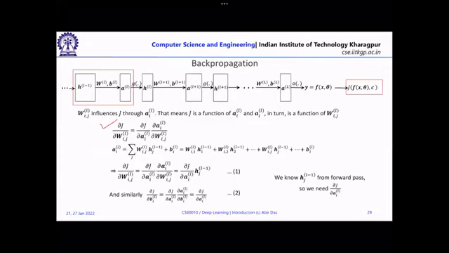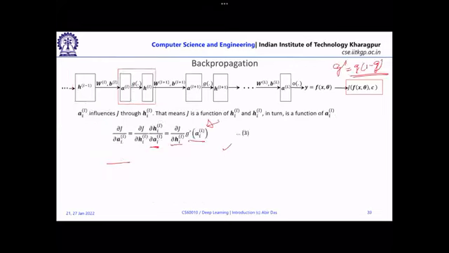Gautam Sagar, yes Gautam, I have asked you to unmute. Sir, in equation 3, we are using the derivative of G, but that means the activation function needs to be differentiable, and the ReLU activation function is not differentiable. So how will we use it here?